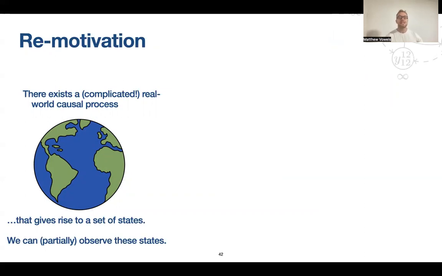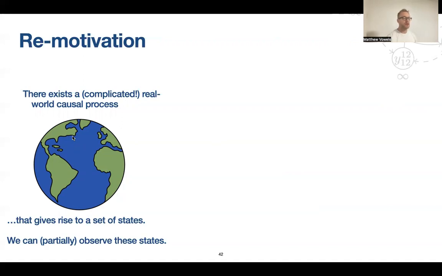I'm going to assume that there exists a very complicated real-world causal process. And arguably, it's not just about this planet, it's also about the universe, all the molecules within it. And this gives rise to a set of states, i.e. at any particular time, the universe is in a particular state. Now, we can partially observe these states. We can't capture a snapshot that captures everything about a particular point in time, but we can go in with a noisy camera and try to take some kind of snapshot of that state.